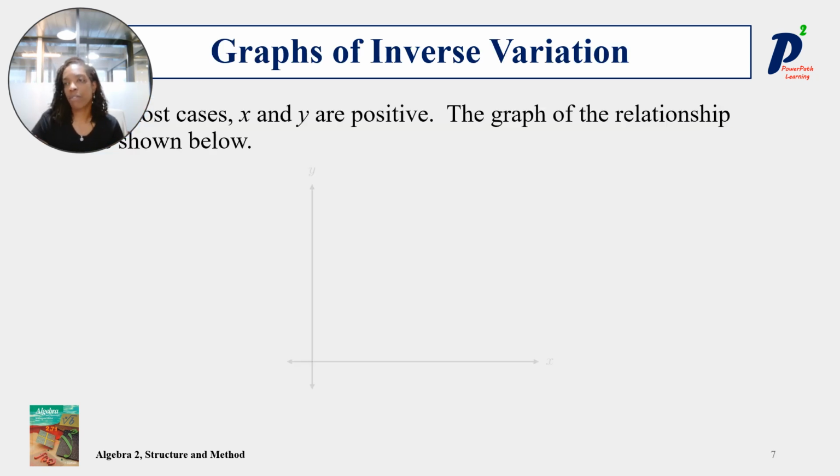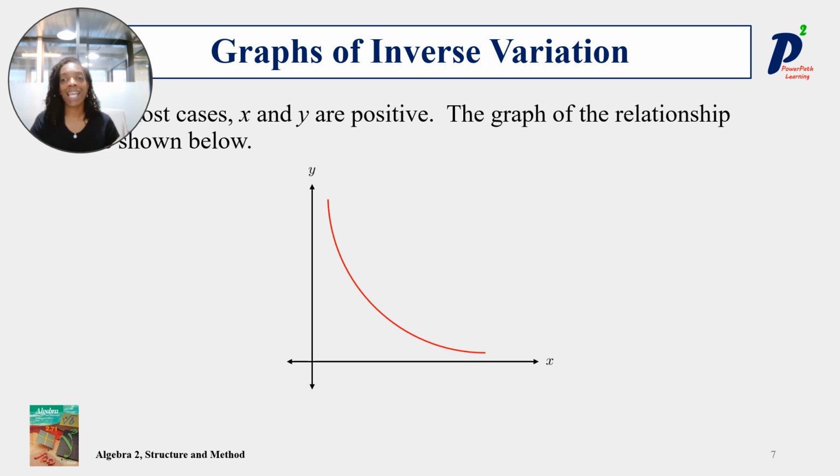The graph of inverse variation is something that you're going to learn more about later in parent functions. But it's the positive portion of a parent function that we call the reciprocal function. The graph is nonlinear and decreasing. That means that as x increases, the value of y decreases.